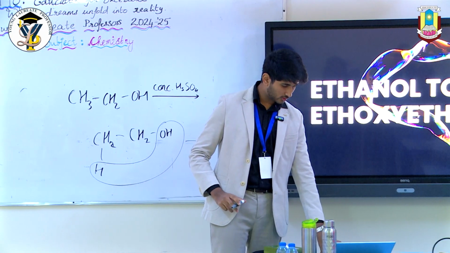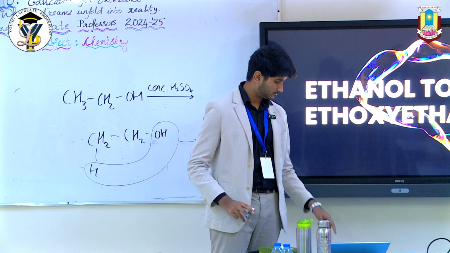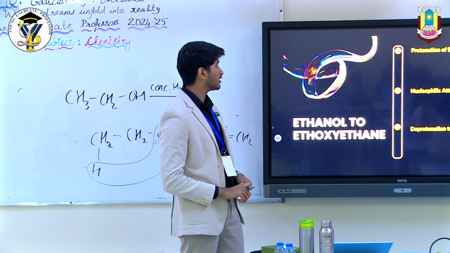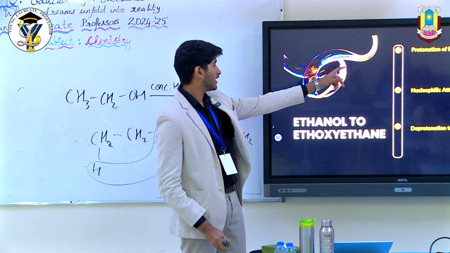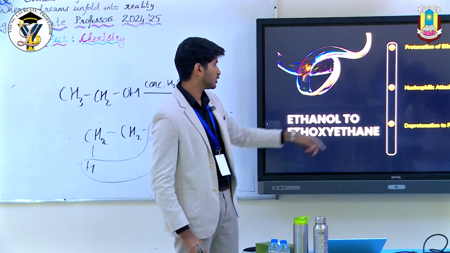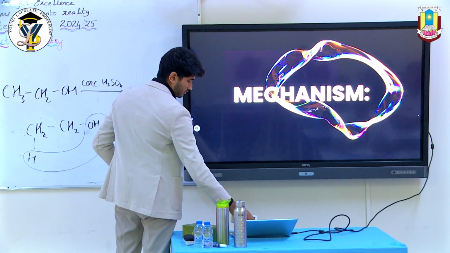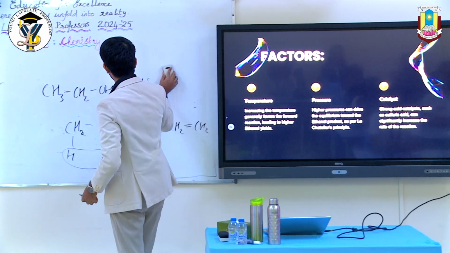The next one we're looking at is ethanol to ethoxyethane. Again, breaking it into small parts: protonation of ethanol, nucleophilic attack, and deprotonation to form ethoxyethane. We have the same factors here.